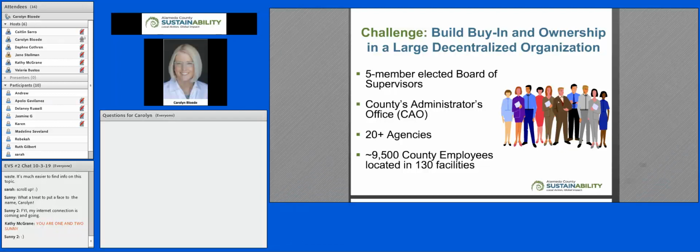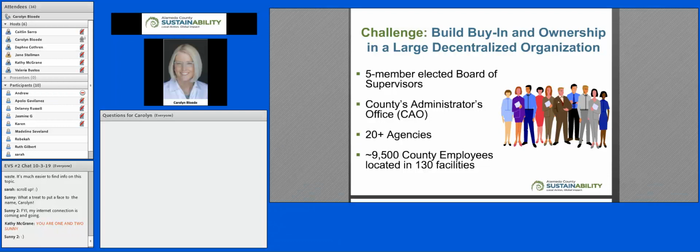One of our biggest challenges is building the buy-in and the ownership in a large decentralized organization. We have a 5-member elected board of supervisors, a county administrator, or county executive who are all very supportive. However, our county administrator does not have the same authority as, say, a business CEO or a strong mayor. The agency directors actually report directly into the 5-member board of supervisors. We also have agency directors who are elected officials, so there's a high level of autonomy across the directors. So much of the business of the county is conducted through consensus.